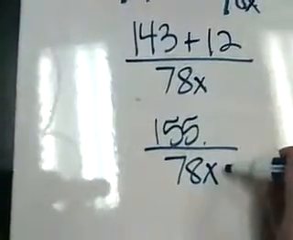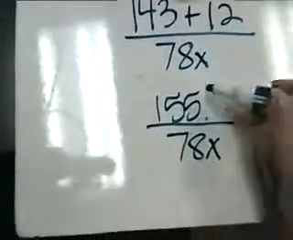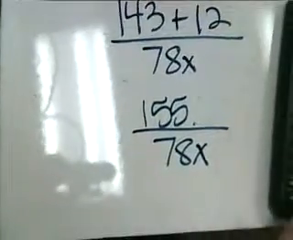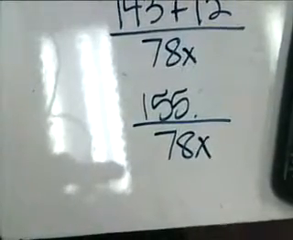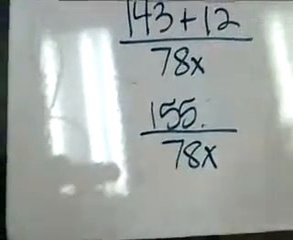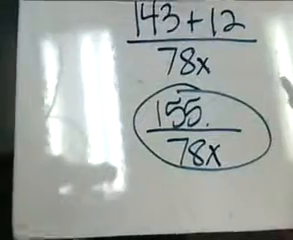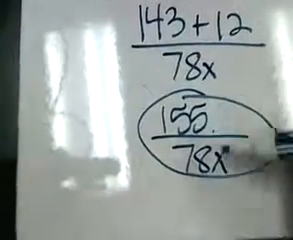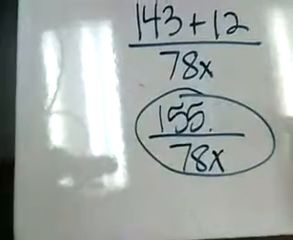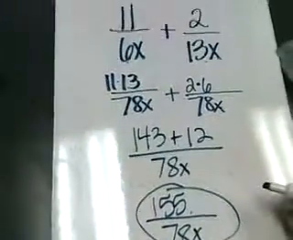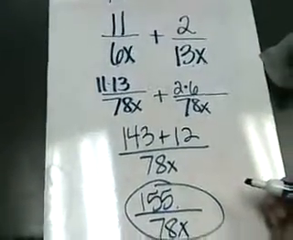Now I have one term over one term, so I don't need to worry about factoring, but I do need to see if I can simplify this. So if I put 155 over 78 into my calculator, hit my fraction button, no, that doesn't reduce. So there's my final answer. One term over one term. Remember, I didn't need to factor. I just needed to see if I could reduce my numbers. Okay, so that's number 17.